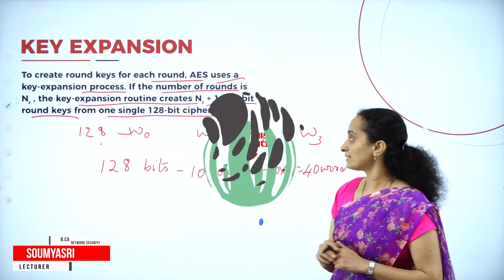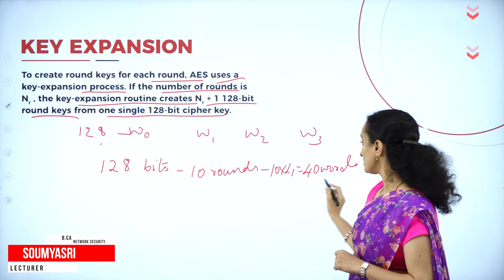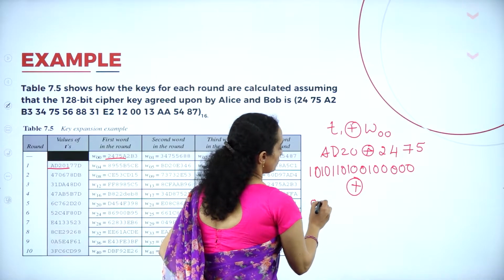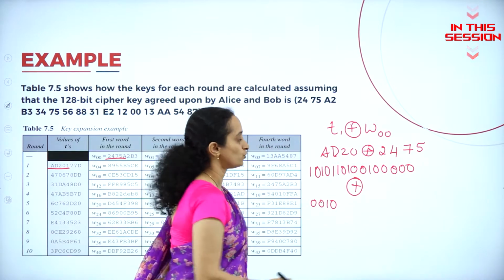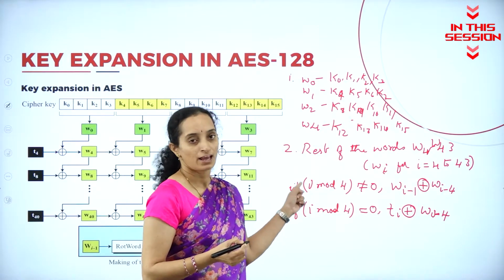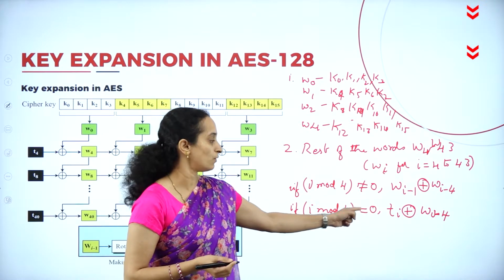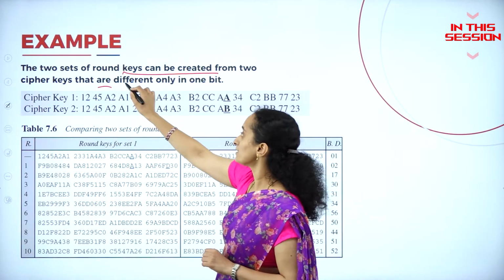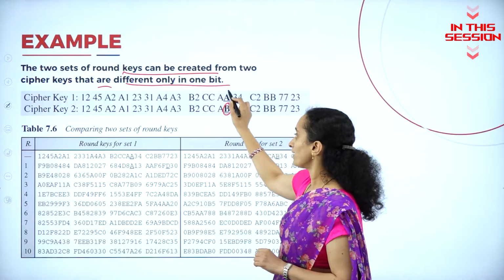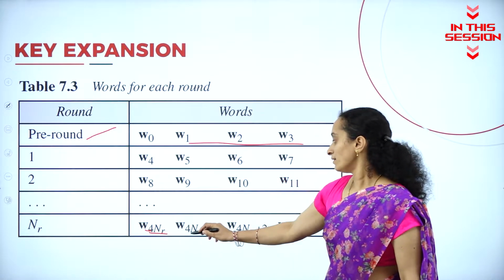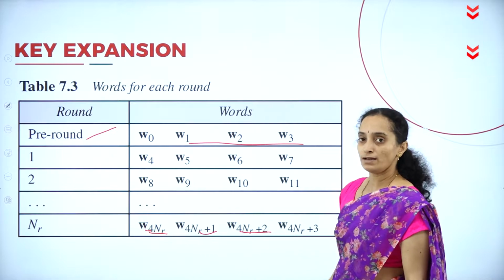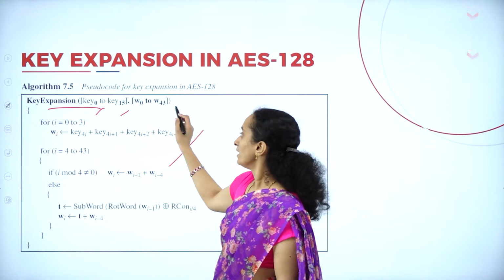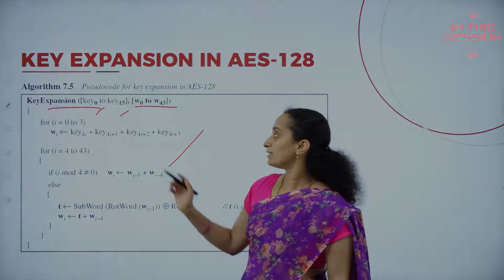Key expansion says it is generating plus 1. That means 44 words will be generated. 2475 can be 0010 representing 2. So we follow this expression. If i mod 4 is not equal to 0, we calculate the next word, 2 cipher keys. We have 2 sets of cipher keys that are different in only 1 bit. Gets 4Nr, 4Nr plus 1, 4Nr plus 2, key 0 to key 15, and words from 0 to 43.